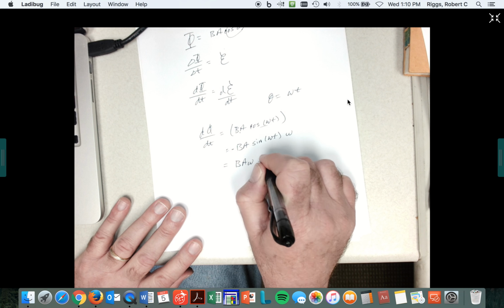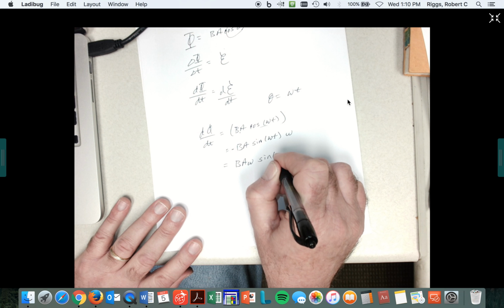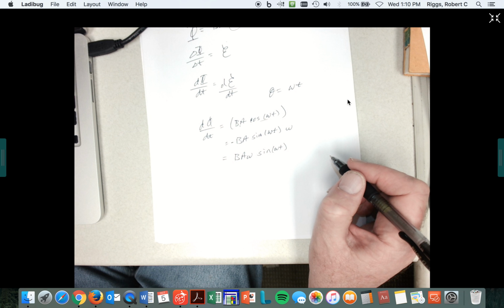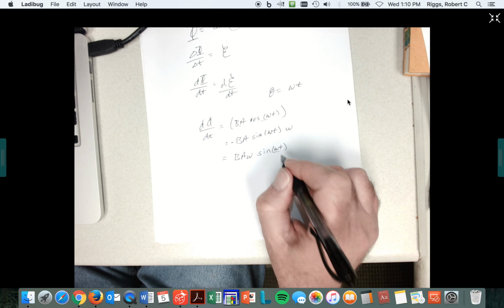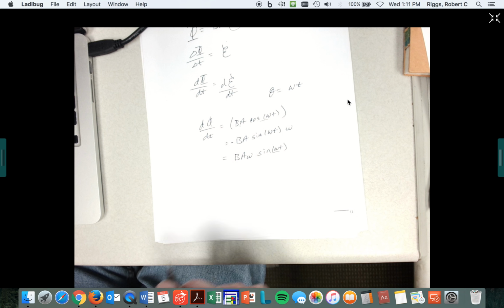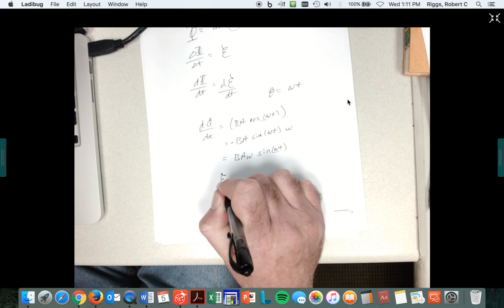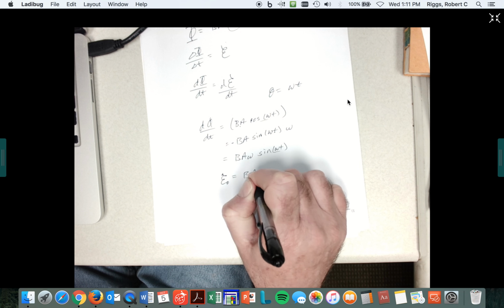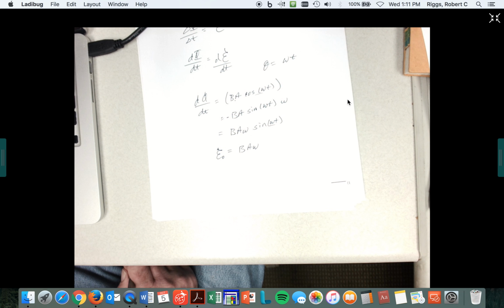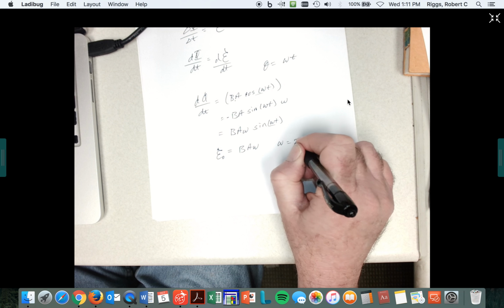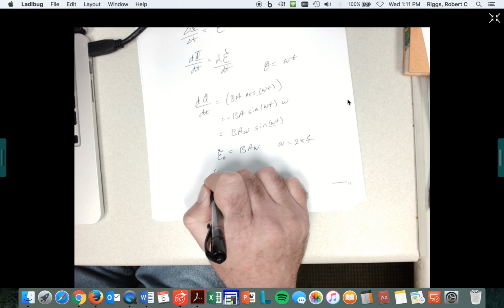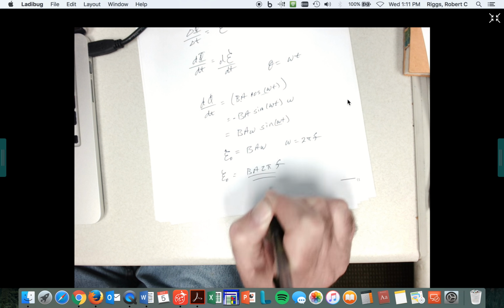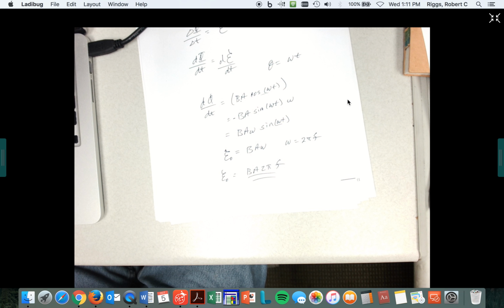sine of omega t. Now, when omega t is at 90 degrees, when this is at a maximum, then E naught, my maximum voltage, is equal to BA times omega. Now, we also learned that omega is equal to 2 pi f. So my maximum voltage is equal to BA times 2 pi times the frequency. All right, that's my maximum.